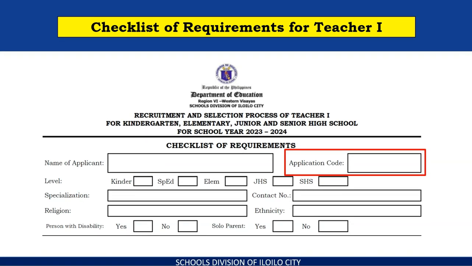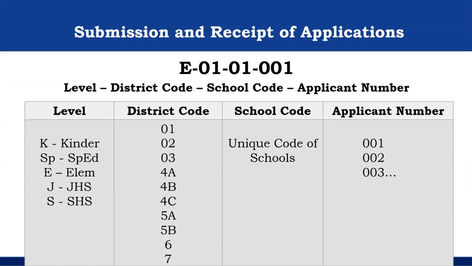In your checklist of requirements, on the upper right corner, this is where the school screening committee will indicate your application code. It is recommended to have a duplicate copy of this checklist of requirements so that you would know your application code. The application code would include level, district code, school code, and the applicant number. Again, take note of your application code because this will be used in the posting of the initial evaluation result and the comparative assessment results.